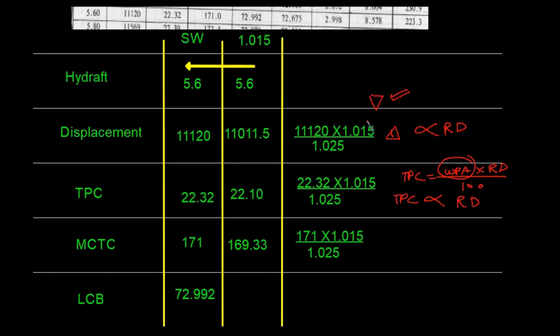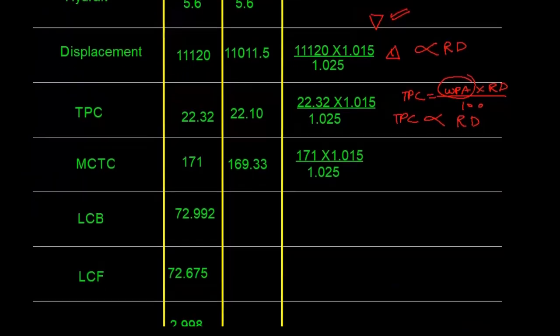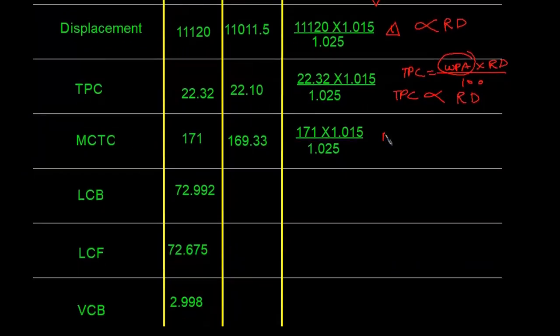Then let's talk about the next, that is MCTC. Do you remember some formula for MCTC? Sir, MCTC is something like 1.025 into the density, I cannot remember. W into GML upon 100L, something like that.